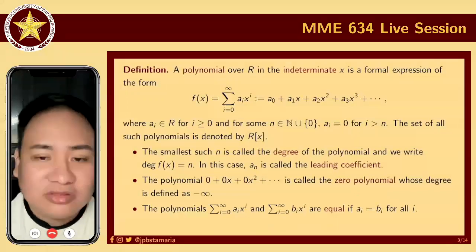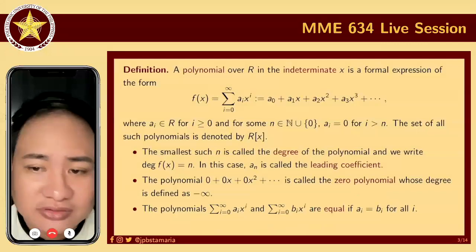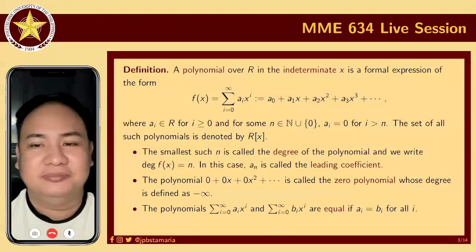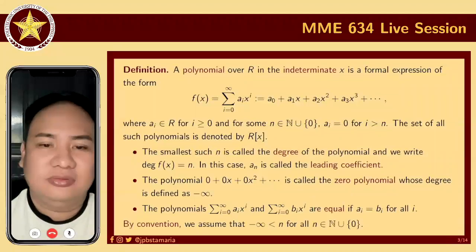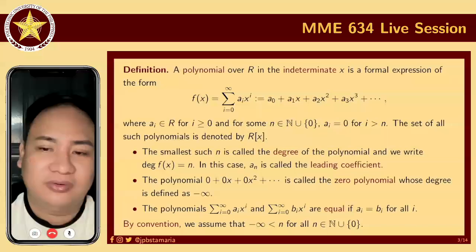And then, two polynomials are deemed to be equal if their corresponding coefficients are equal. Ganun lang din yun. Maliwanag ito. So, ayan. Ito nga yung sinasabi ko. By convention, we assume that minus infinity will be less than n for all n in this set. For all non-negative n.